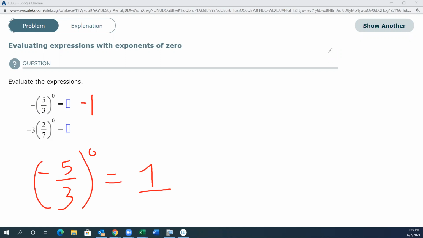And that would be different. The negative sign would be inside the parentheses and therefore affected by the exponent. Now in the second problem, 2/7 to the 0 power is 1, but that -3 is still out there. So it's -3 times 1, which is -3. So that's all that's to it.